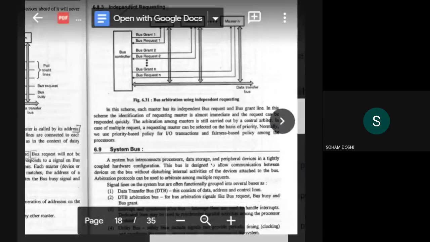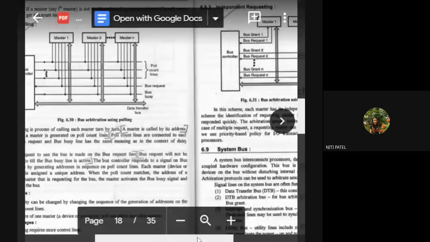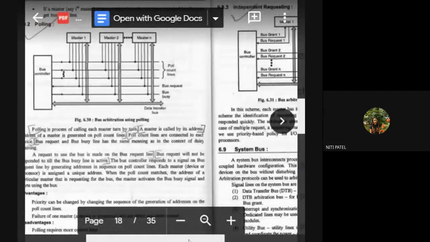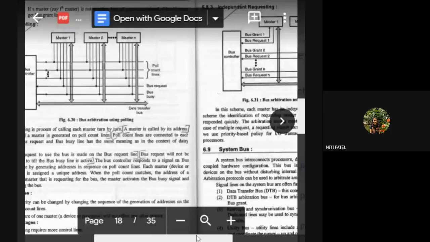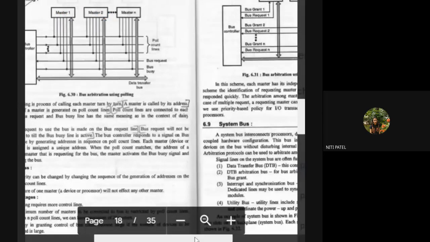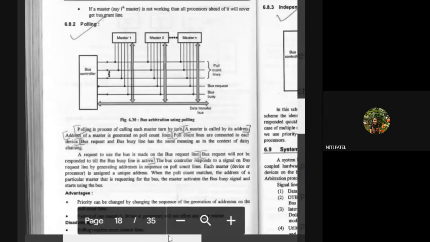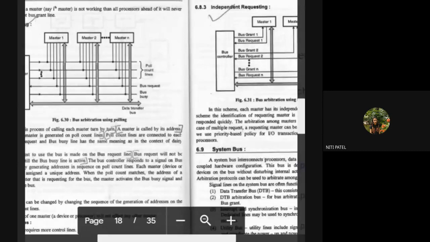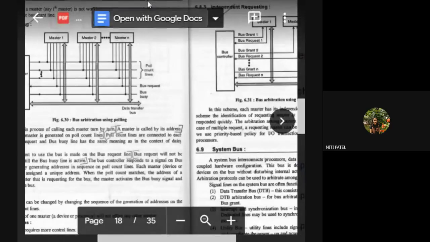Yes, ma'am. Okay, at 11:30 I have my MTech exam, so I am leaving you early today, and we'll complete the remaining two concepts, polling and independent requesting, tomorrow. Both of these techniques will be done tomorrow, and with that we will be finishing our syllabus. Is whatever has been taught today understood? Yes, ma'am. All the 4 types of classification and instruction pipelining. Okay. Give your attendance.